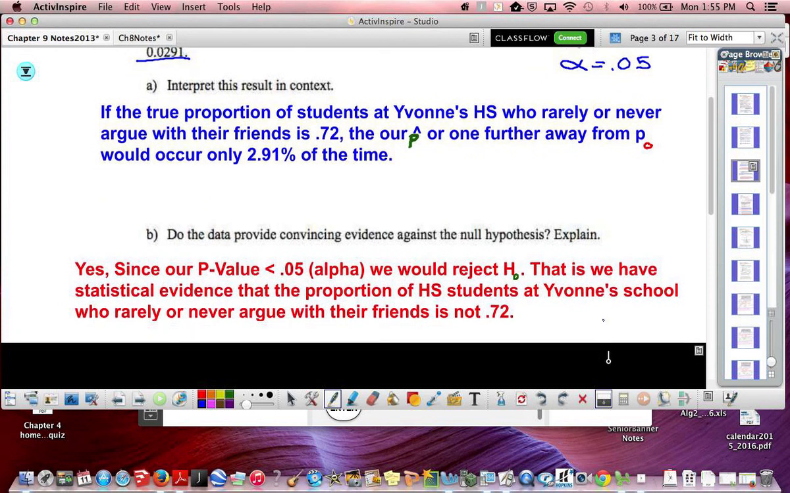It means that we actually have statistical evidence that the proportion of students at Yovan's school who rarely or never argue with their friends is not 0.72. It's not the population proportion. We don't know if it's higher or lower. We probably suspect it's higher, but I'd have to go back and look at how many people she interviewed and exactly what the sample proportion was. But we just know that we have statistical evidence based on her sample that it's not.